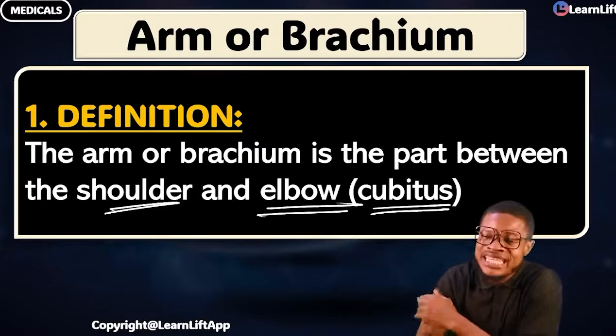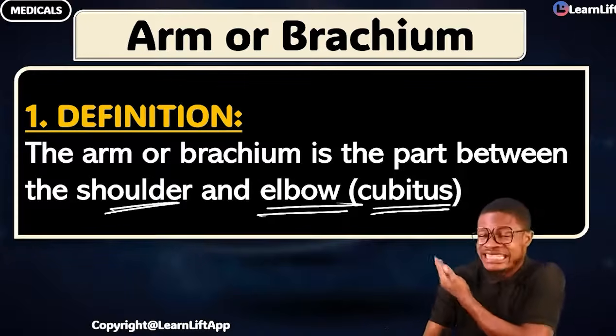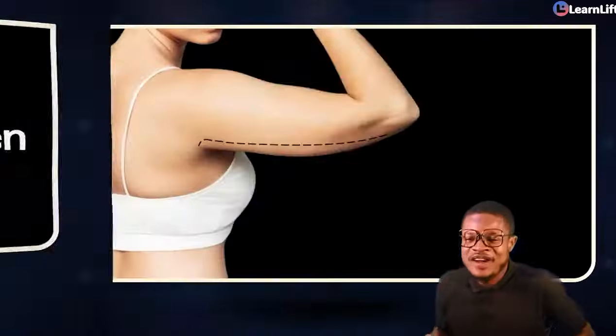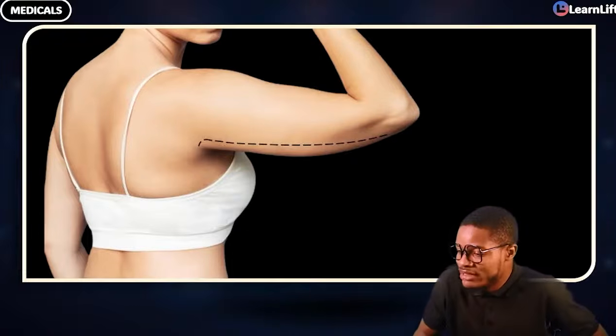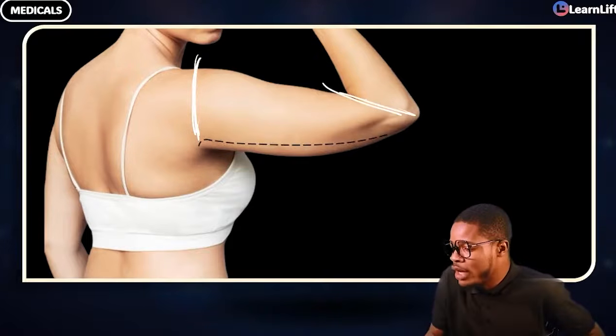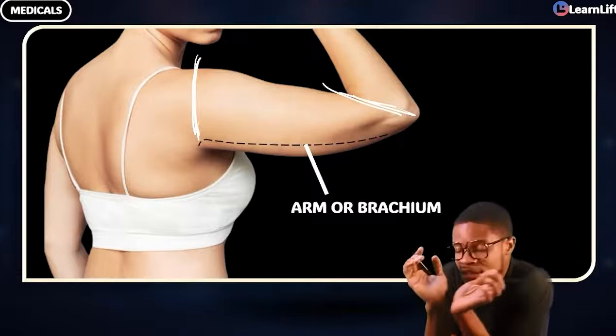Arm or brachium is the part of the upper limb that is found between the shoulder and the what? Elbow, or what? Cubitus. Now look at it very, very quickly. Where is it? You can see very fast that this is the shoulder. And this region here, what is this? That's the elbow. That part is called the arm, or the what? The brachium.